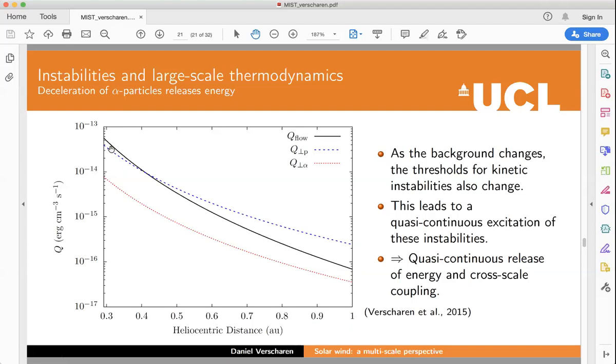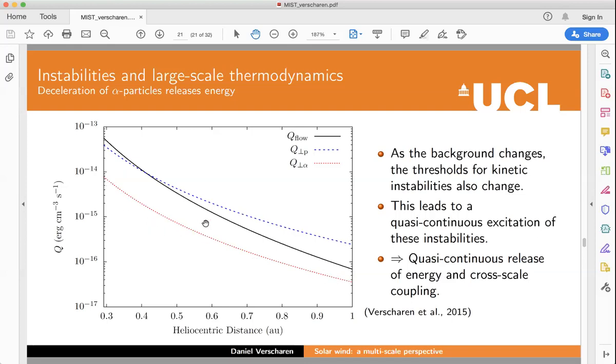And this is the black line, basically. This is the so-called Q flow line here, right? So this is the amount of energy released by this deceleration of the alpha particles. And these two lines here describe how much energy is needed to explain the observed temperatures of these particles. So for example, we know that the protons are a bit hotter at 1 astronomical unit than what they should be if they were just expanding into the free space without any interaction in between. And of course, that requires some energy, and we quantified how much energy that is, and that's the blue line. And likewise, for the alpha particles, we also calculated how much energy is needed to explain the observed temperature profiles of the alpha particles, and that's the red line.